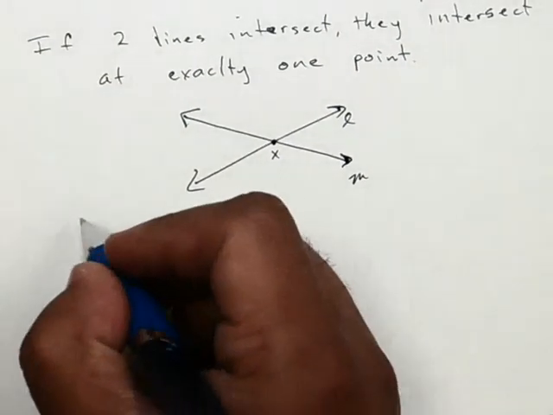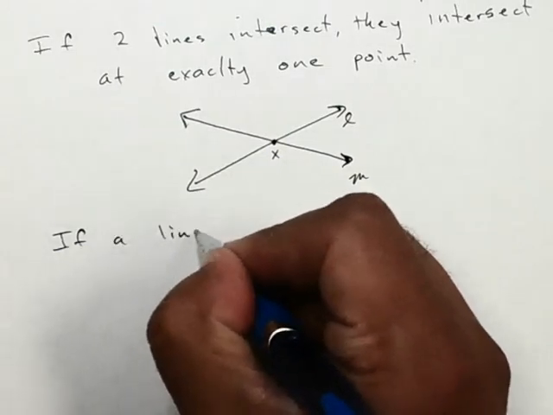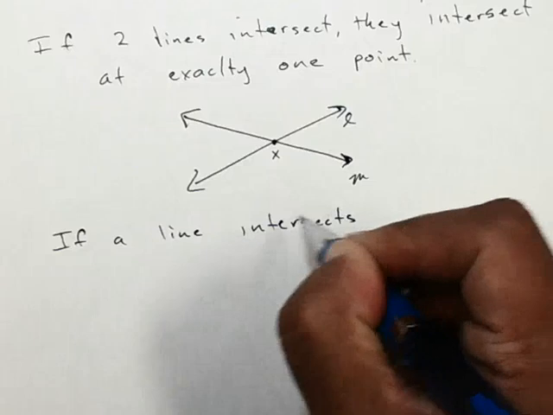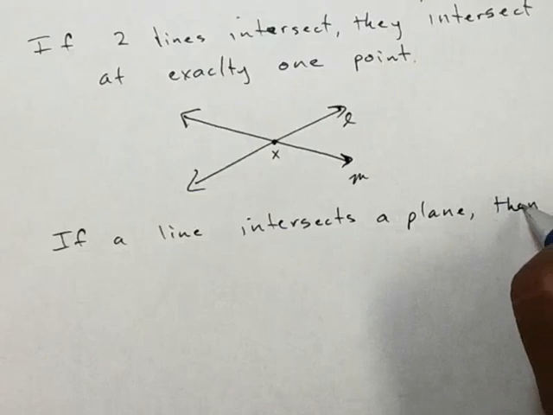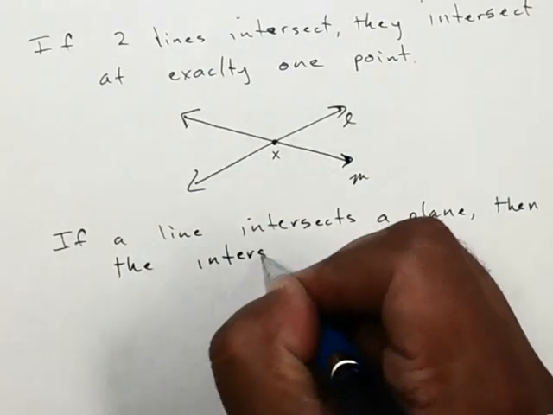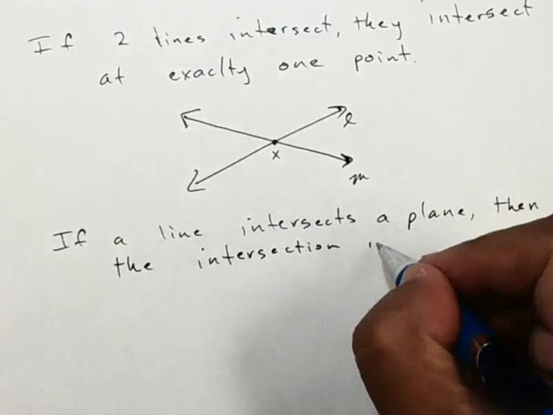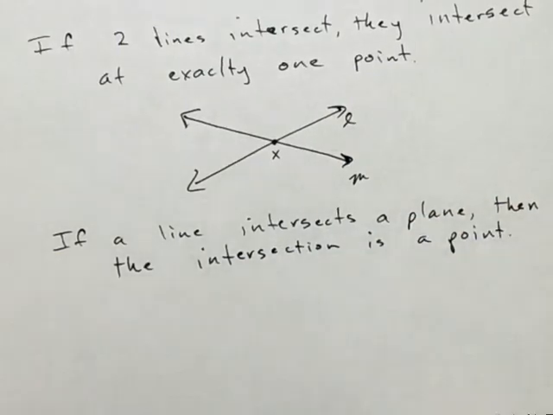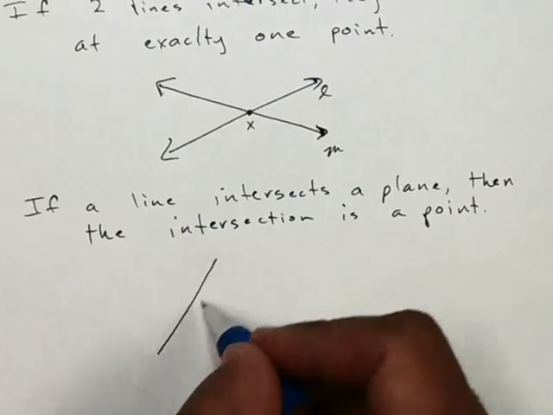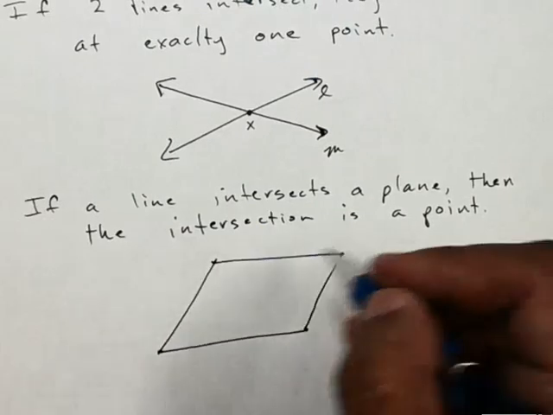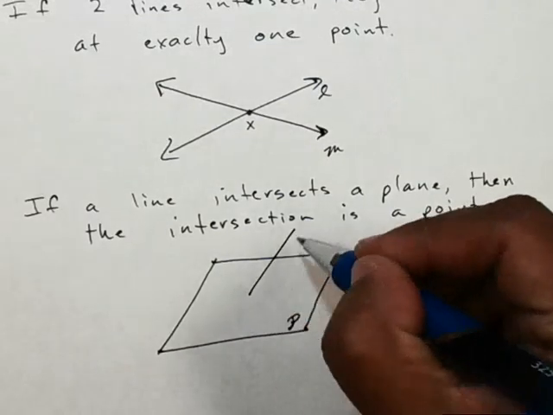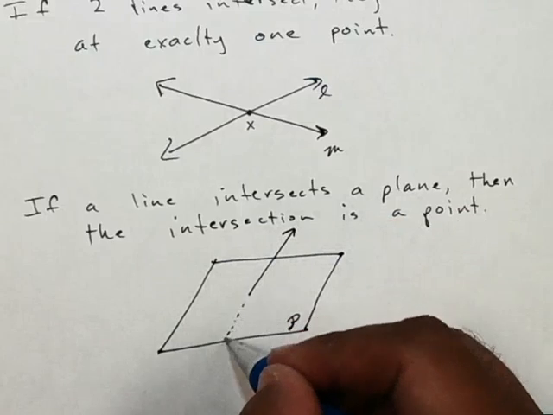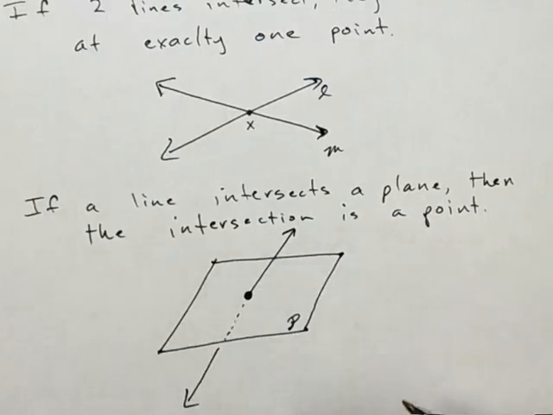Next intersection would be if a line intersects a plane, then the intersection is a point. Right, and like I said before, we draw a plane usually as a parallelogram, even though it goes on in all directions forever. So we'll call this plane P. And if I have a line going through that plane, the intersection is going to be that point right there. Let's call this L. This intersection point would be point X.